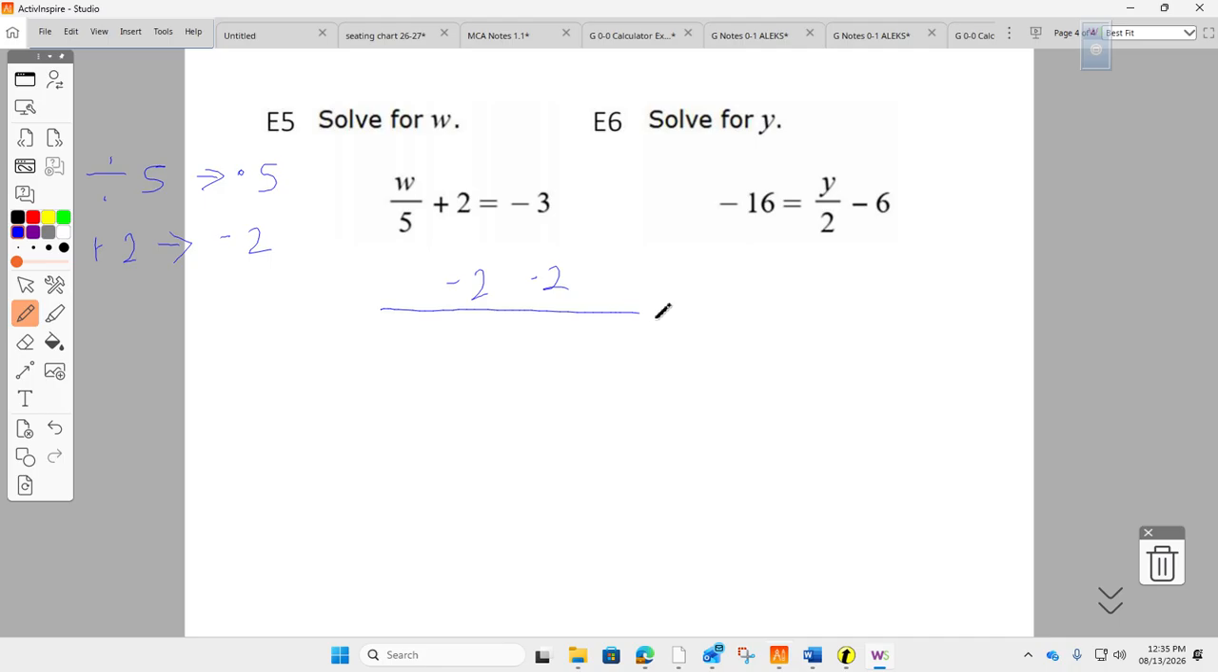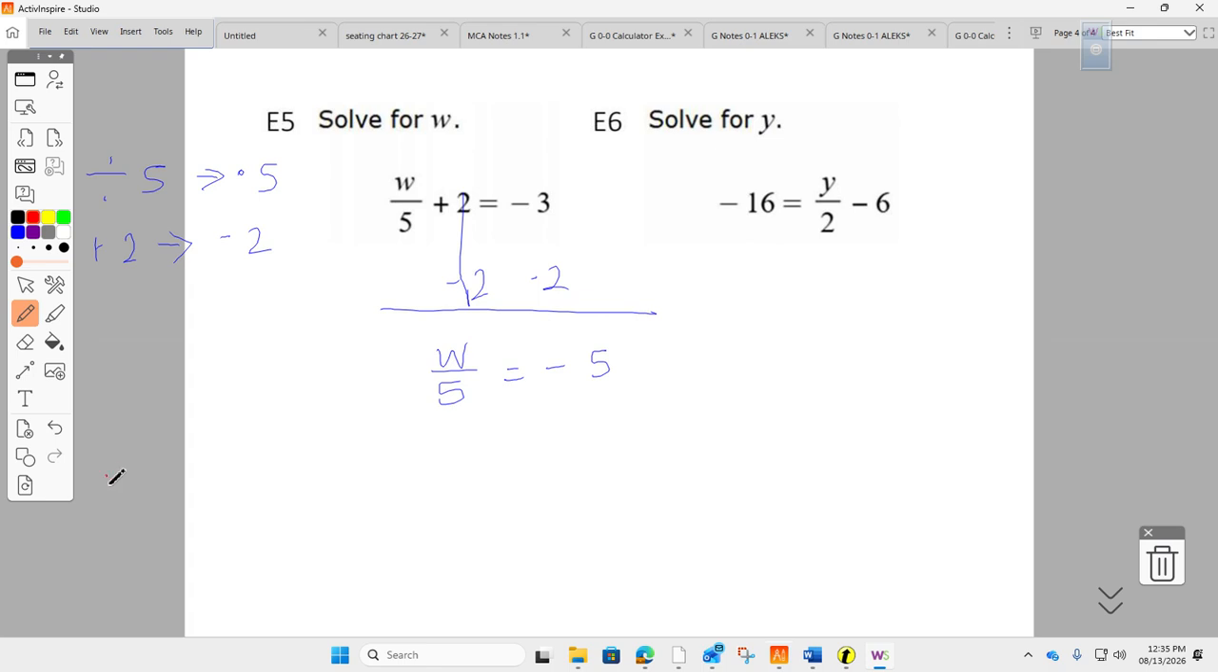Humor me, use your calculator here. 2 negatives. Sometimes it's a problem for kids, but that is negative 5. If you're not super confident with the positives and negatives, always use your calculator to double check. Good to start on your own without it, and then double check it with your calculator.